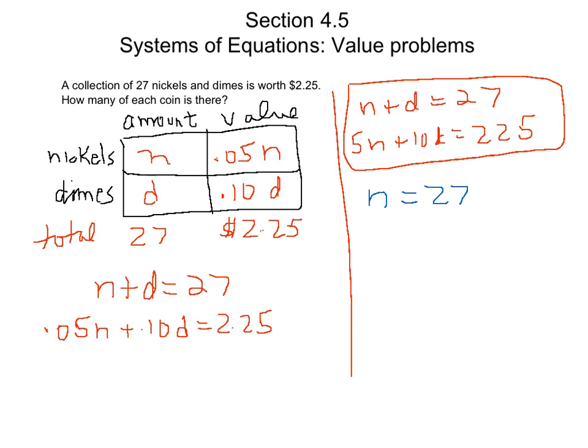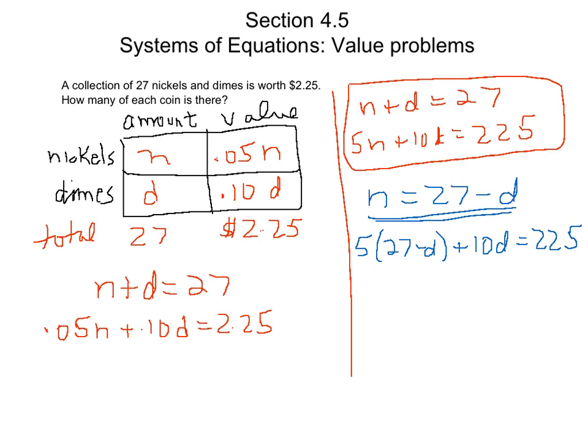And if I look at the top equation, I can solve easily for n or d and get this. Now I'm going to take that value for n and plug it in for n here. And I'm going to have very little room here. And so what I'll do is I'll simply write it out and expect you to solve it. So 5 times 27 minus d plus 10d is equal to 225. So we've been doing these problems for a long time. And what I'll ask you to do is press pause and solve this and come back and see if you get the same solution that I get.